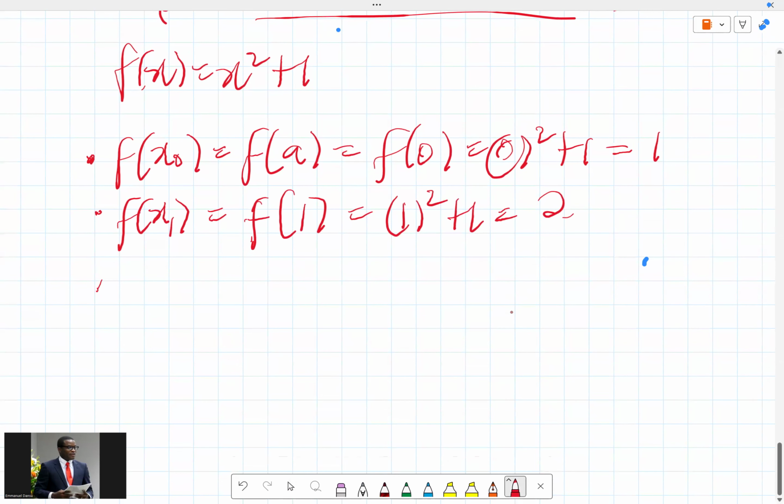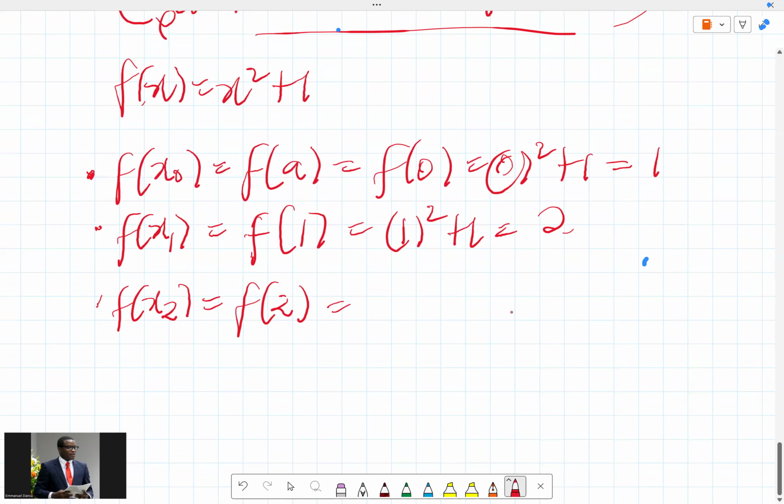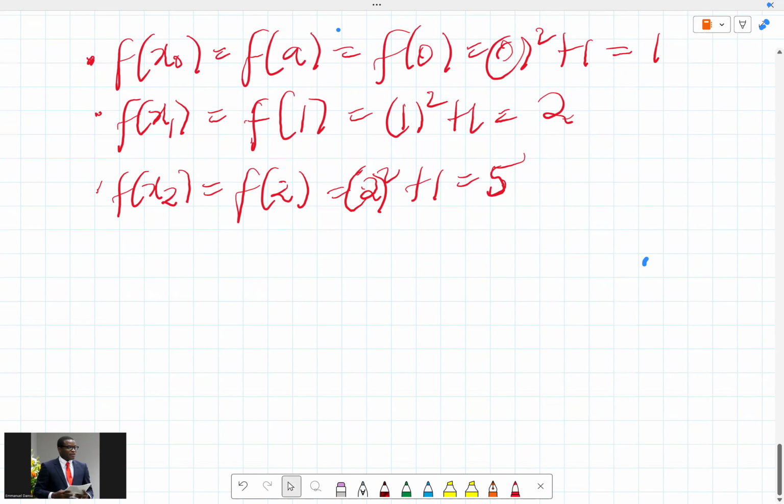Then we have f of x2. If you add 1 to this again, that is f of 2. We have just 0, 1, 2. So we have 2 squared plus 1, which gives 5. So we have the function values as 1, 2, 5. With that in place, we can go ahead and apply Simpson's rule.